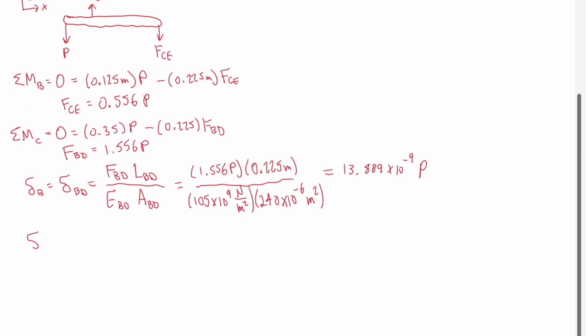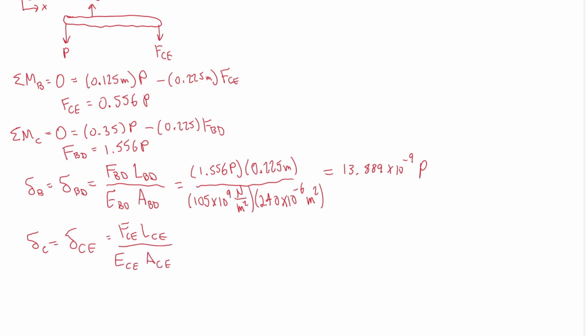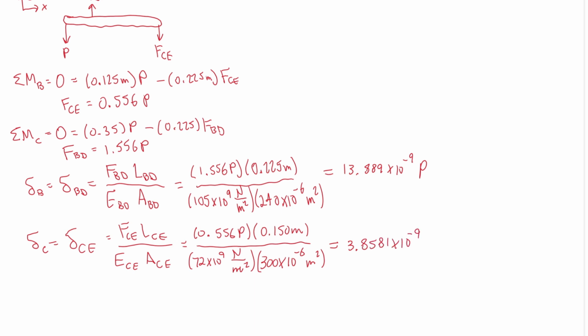Now for the next one, we're going to call it delta C. It's going through CE. And again, same formula, FCE, LCE over ECE, ACE. We're going to use that value that we found before for FCE. So we have 0.556 P, 0.150 meters. Then on the bottom we have 72 times 10 to the 9th pascals, or newtons over meters squared. And then for the cross-sectional area we have 300 times 10 to the negative 6th meters squared. Now solving for that in terms of P, we get 3.8581 times 10 to the negative 9th times P. So basically we have both of these deformation values in terms of P.